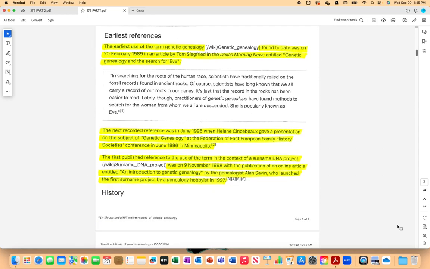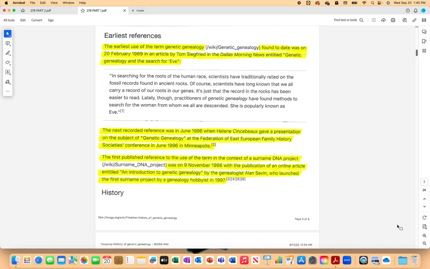The earliest use of the term genetic genealogy found to date was on February 20th, 1989, in an article by Tom Siegfried in the Dallas Morning News entitled Genetic Genealogy and the Search for Eve. The next recorded reference was in June 1996 when Helen Sensbo gave a presentation on the subject of genetic genealogy at the Federation of East European Family History Societies Conference in Minneapolis.